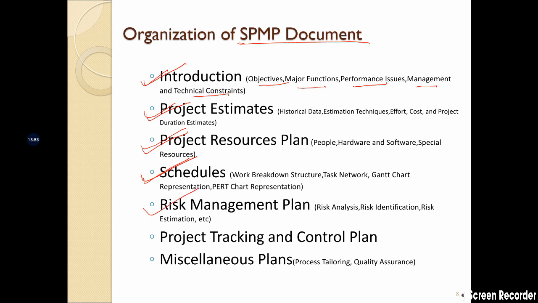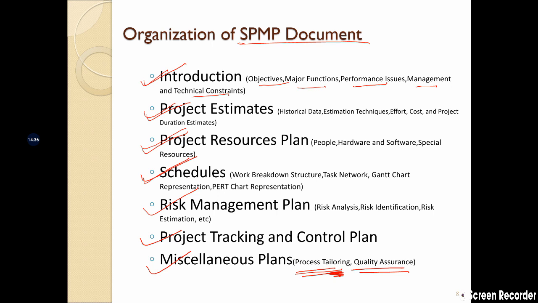Then you also have a risk mitigation plan, which involves risk analysis, risk identification, risk estimation, risk mitigation, all the plan A, plan B, everything is there as a part of the risk management plan. Then you also have the project tracking and control plan, and finally the miscellaneous plan, which has things related to quality assurance and tailoring. Suppose you're using a model, right? You don't use every bit of that model, so you customize it according to your needs. So tailoring means customizing something depending on your requirement.